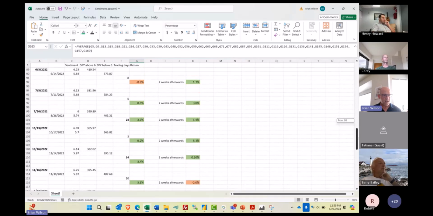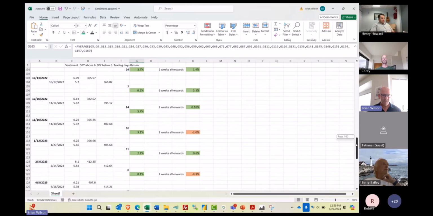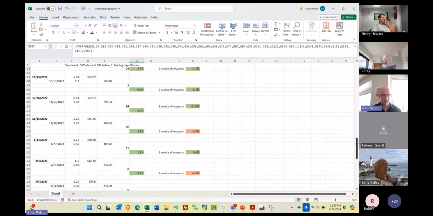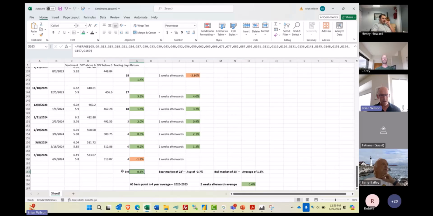If you're in a bullish market, here's us getting out of 2022. What do we see? We see a lot of green. You look at returns during 2023. What do we see? We see a lot of green. But once again, looking at that from a four-year average, 60 basis points above the red line.